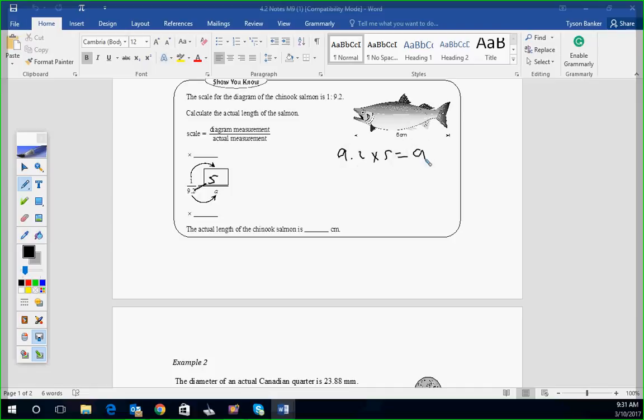Okay, so 5 times 9.2, so it's 45, 47. Is that right? No. What's 9.2 times 5? 46. It's 46. Okay, so 46 centimeters is the actual length of the salmon.